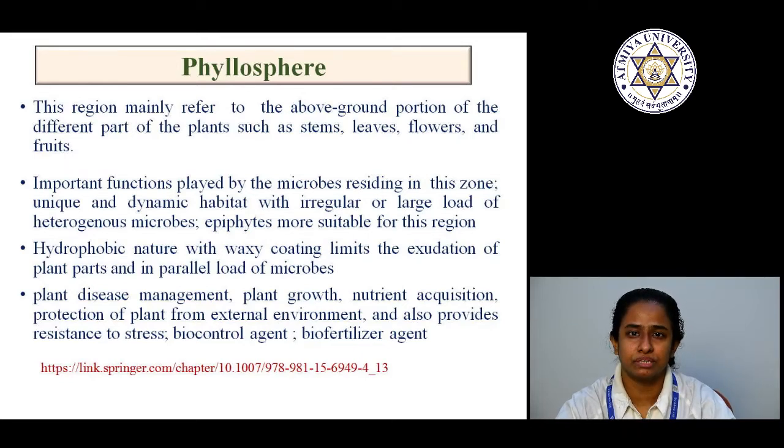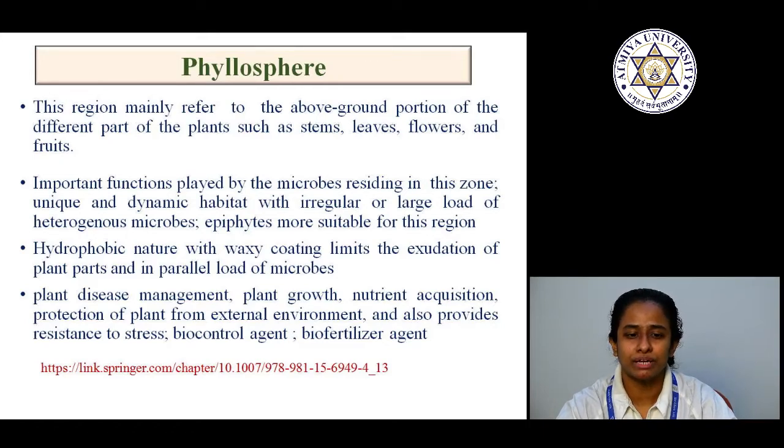Now, phyllosphere. Phyllo means leaf. Sphere means the region in and around the leaf or on the surface of the leaf. The region which prevails there, and the community of microbes available in this particular region, is called the phyllosphere.